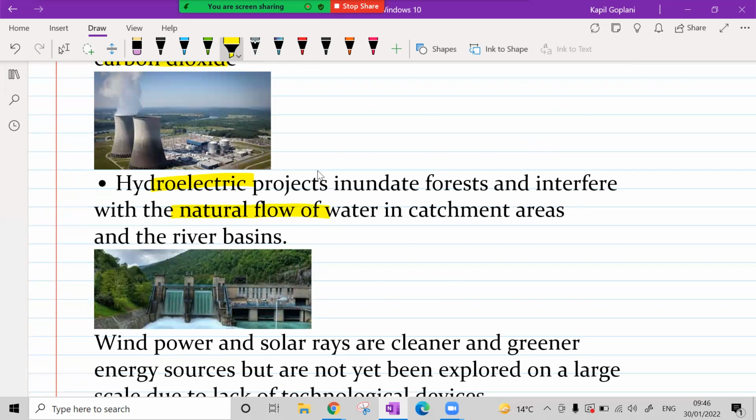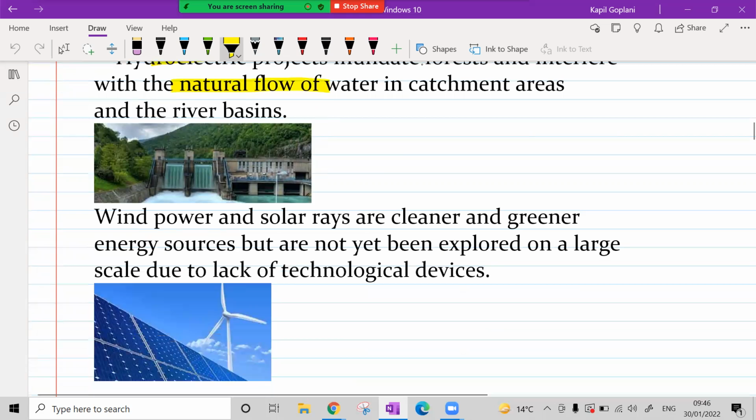So the most important, as the solar panels example showed, wind power and solar energy are cleaner and greener energy sources, and you will see the upcoming generation and the future will be of wind power and solar power energy only.